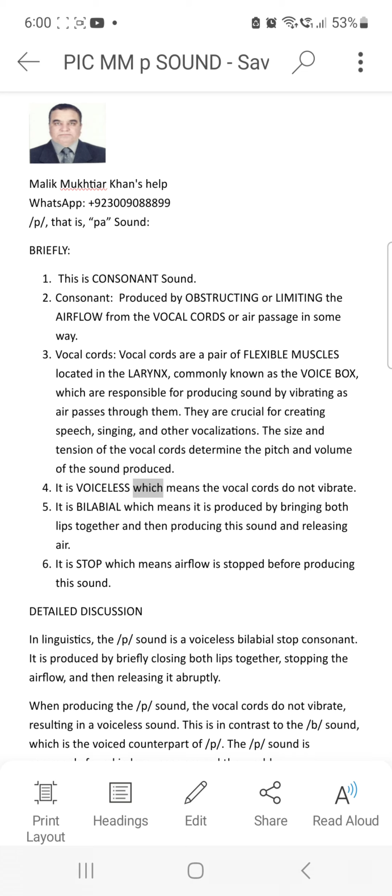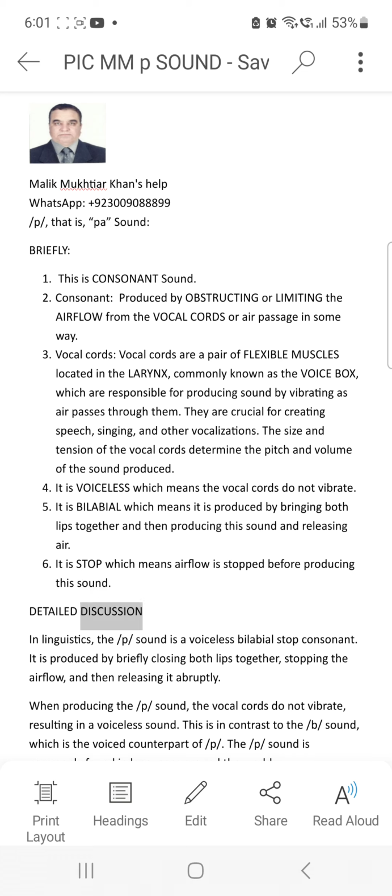It is voiceless, which means the vocal cords do not vibrate. It is bilabial, which means it is produced by bringing both lips together and then producing this sound and releasing air. It is a stop, which means airflow is stopped before producing this sound.